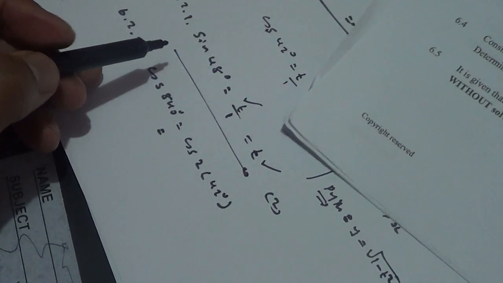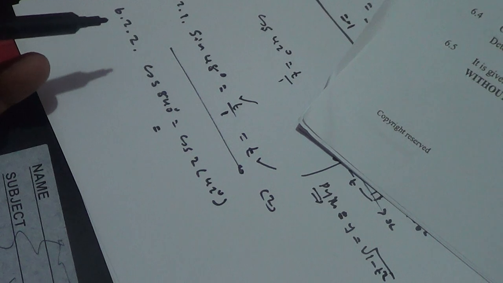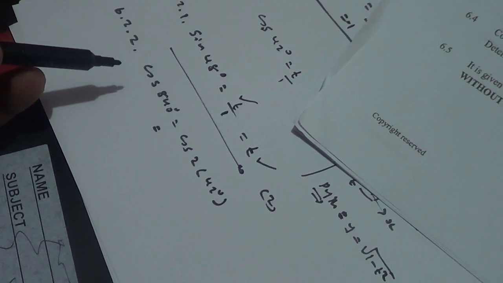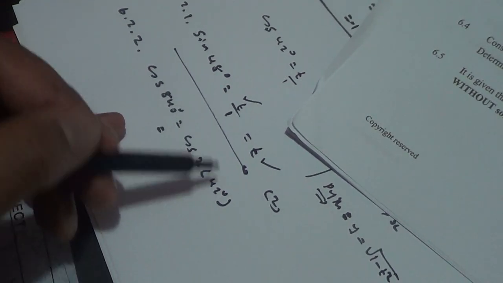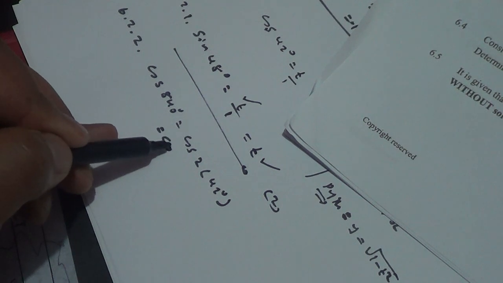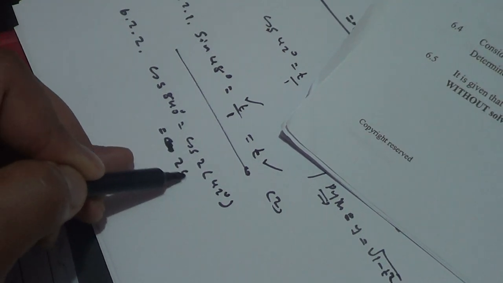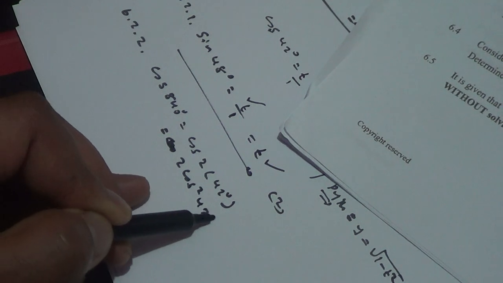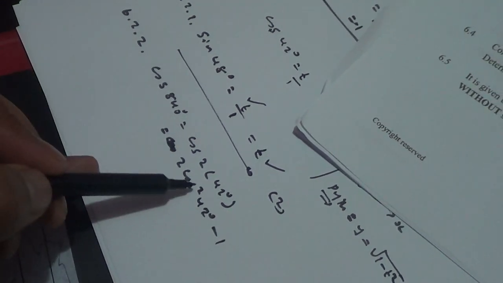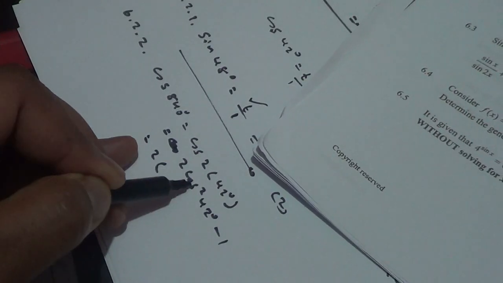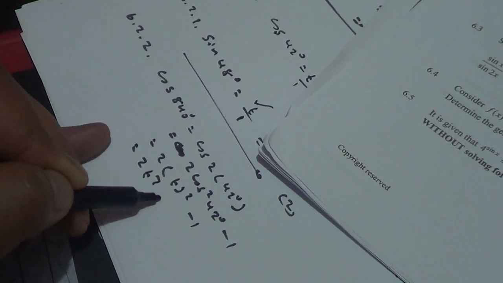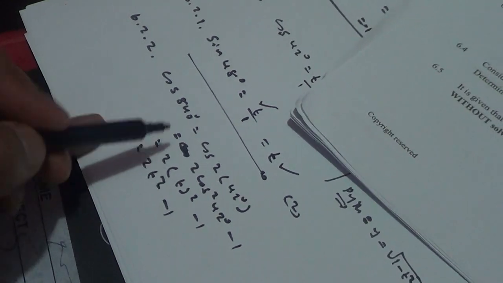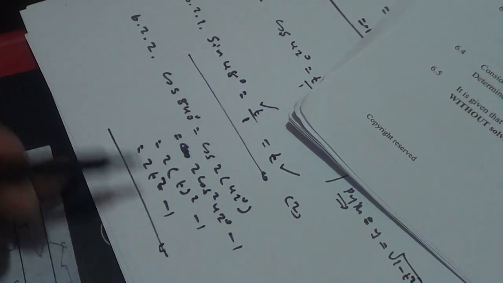Easy stuff. Now this is easy because now use a double angle formula here. Now cos 2x is going to be what? Sorry, it's 2 cos squared 42 degrees minus 1. I'm choosing the one with cos because I already know what cos is. So this is going to be 2 into cos of 42, which is just t, and then you square that, minus 1, which is 2t squared minus 1. So this is very easy.